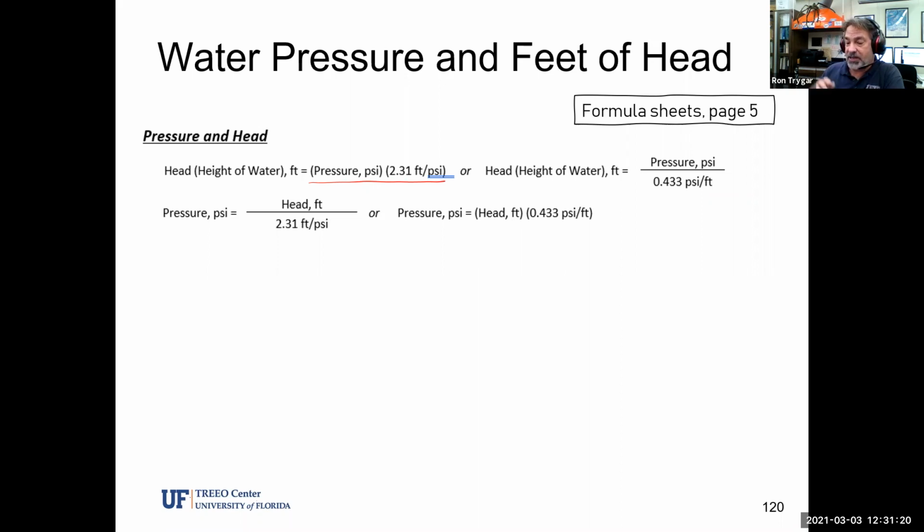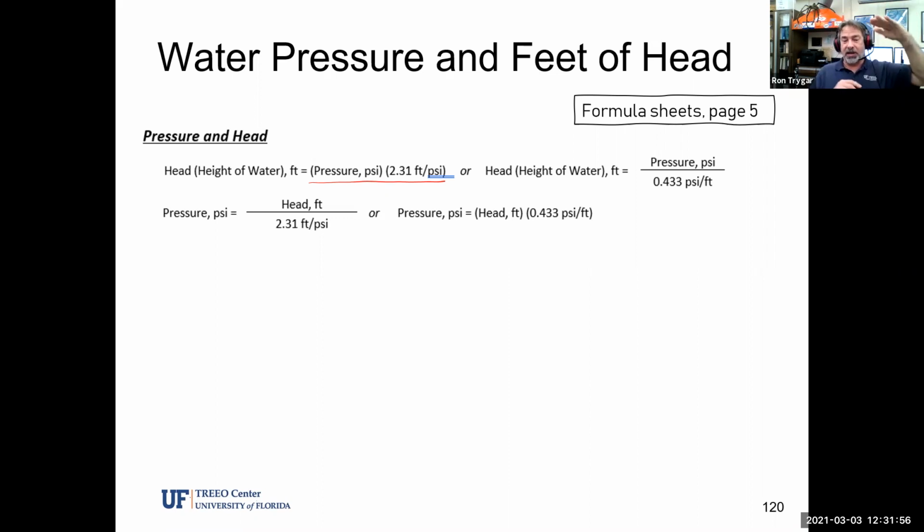2.31 feet is how many feet of water per pound per square inch, or the head of water could be pressure divided by 0.433. Now remember, 0.433 is how many PSI for every 1 foot of water. So if you're trying to figure out the height of the water, it's called the head of pressure, or head of feet of water above a pressure gauge. And if you're trying to figure out what the actual pressure is, then we would be wanting to know what the head of water is above that gauge.